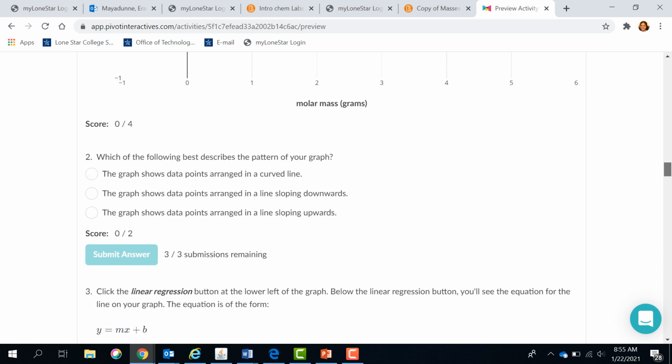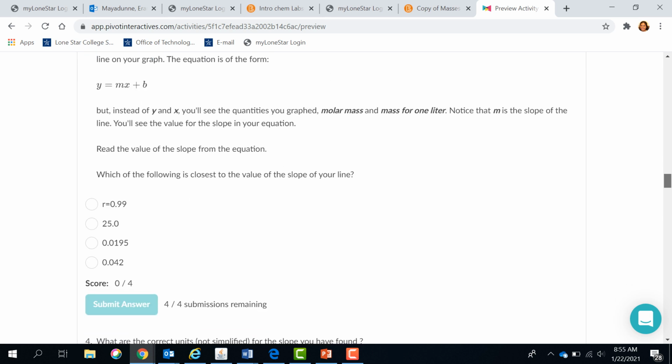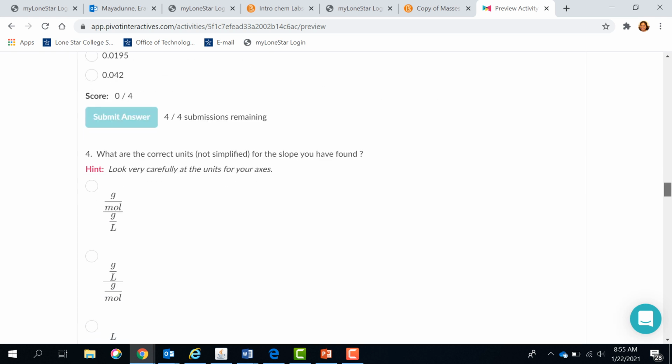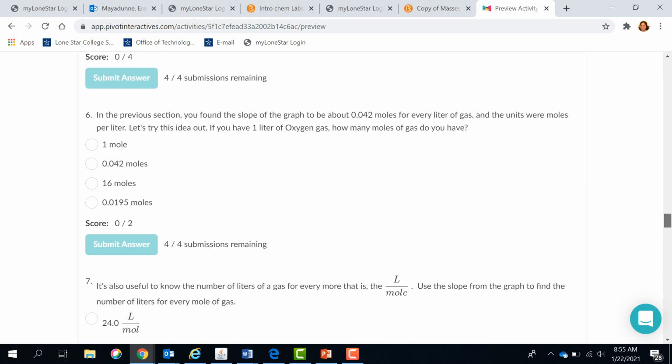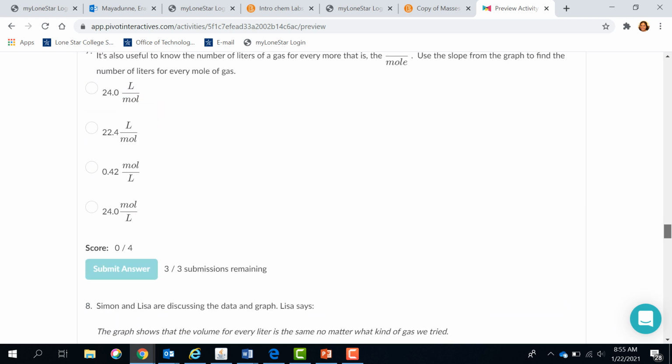And then you can get the simplest form. First you get some value for M, and then you have to come up with the unit for your M, and then you simplify your unit and go from there. Okay. And that's how you do it.